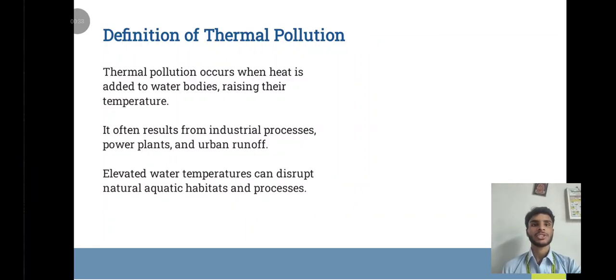Definition of thermal pollution. Thermal pollution occurs when heat is added to water bodies, raising their temperature. It often results from industrial processes, power plants, and urban runoff. Elevated water temperatures can disrupt natural aquatic habitats and processes.